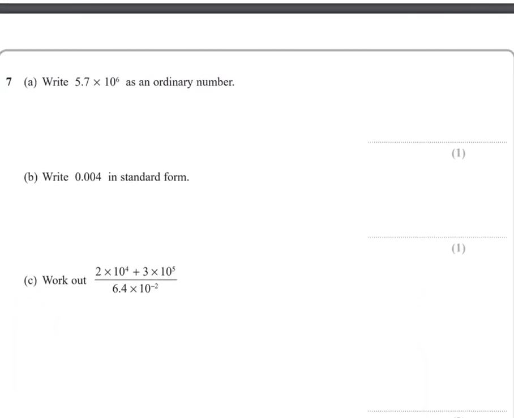Right, 5.7 times 10 to the 6 is an ordinary number, so we can just type that in: 5.7 times 10 to the power 6. And then write that in standard form, so that's going the other way, it's making a small number, so we've got to make the first number bigger than 1 but less than 10. So that's 4 times 10 to the minus 3, because it's going the other way. The decimal point has moved 3 places. We've divided it by 10 3 times.